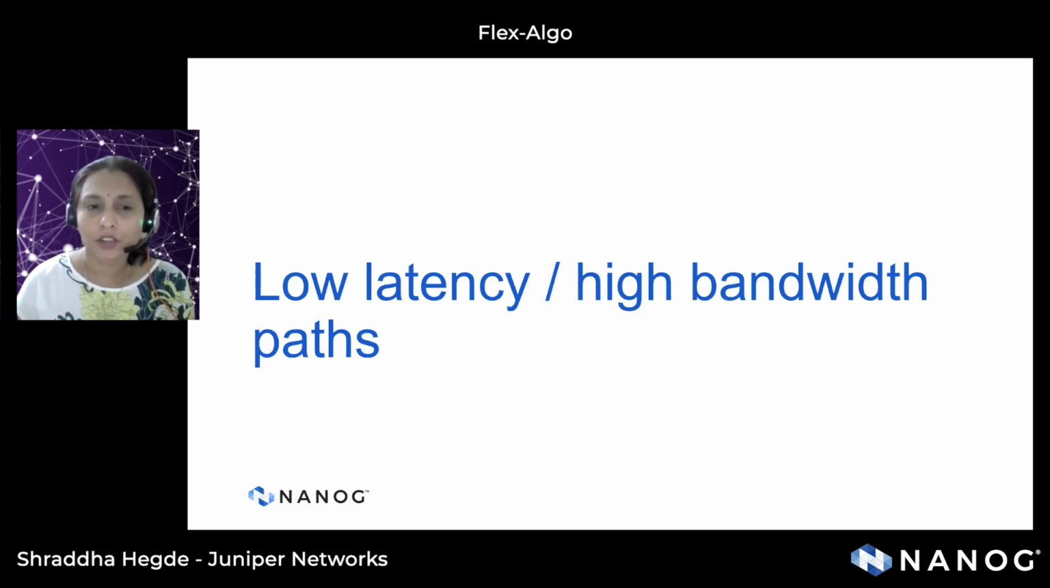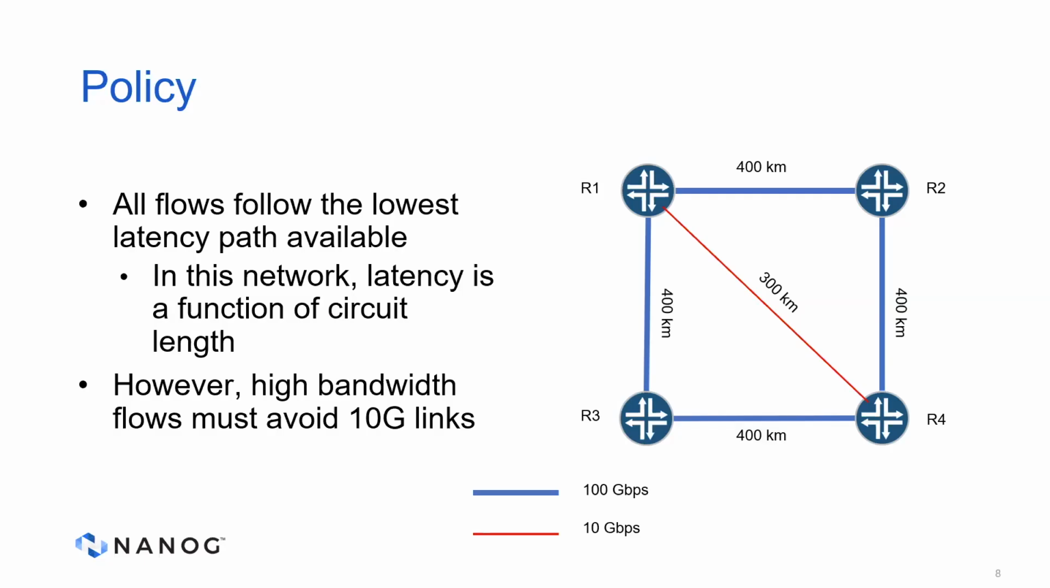So the first use case we will be talking about is low latency and high bandwidth paths. The requirement here is to be able to compute a low latency path. The diagram on the right shows latency as a function of circuit length. We can see that R1 to R2 is 400 kilometers, and that will be represented with a metric of 400. R1 to R3 is 400 again, and R1 to R4 is 300, which will be represented using a metric of 300. We can also see the link colors here, blue links and red links. The blue links are 100 Gbps links, and the red link is a 10 Gbps link. So the requirement is that all flows follow the lowest latency path, but the high bandwidth flows must avoid the 10 gig links.